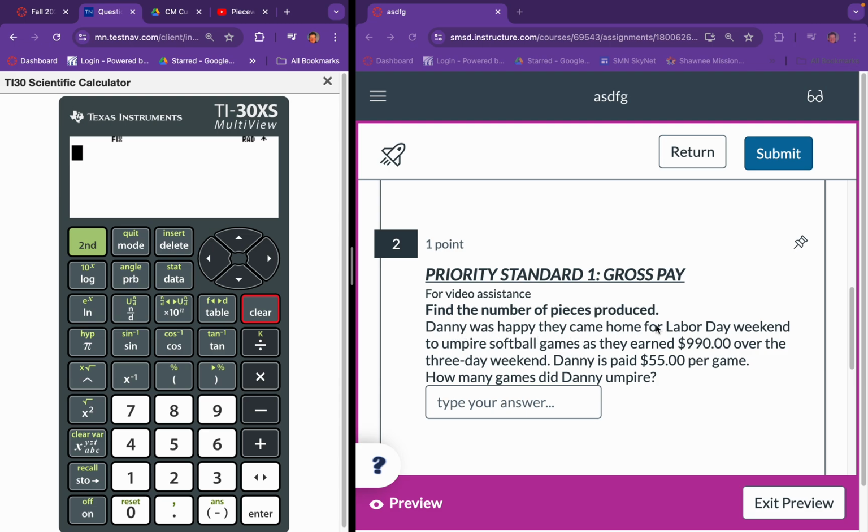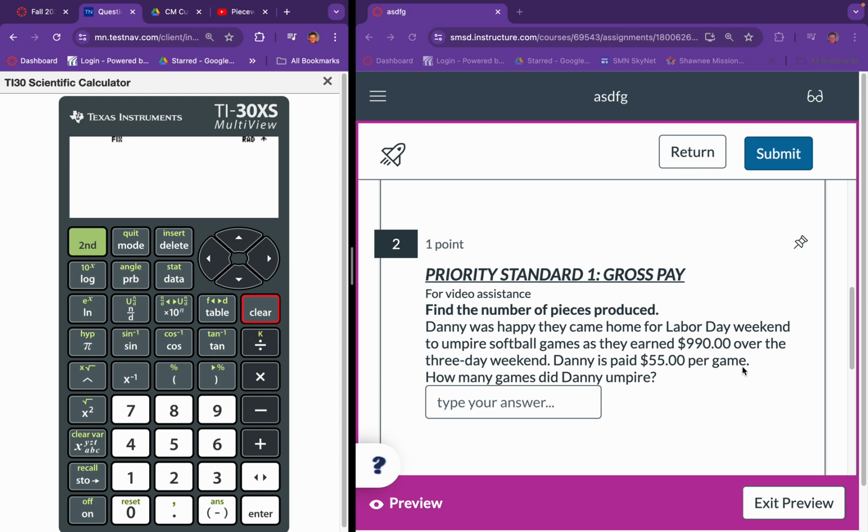Danny was happy when they came home for Labor Day weekend to umpire softball games, as they earned $990 over the 3-day weekend. Danny's paid $55 per game. So here's the deal. Danny came home, got to work, started umpiring these tournament games, right? So they umpired on Saturday, on Sunday, and on Monday of Labor Day weekend. And every game that they umpired, they got $55 for every game. So the very first game Danny umpired, Danny was paid $55. The next game, $55. The next game, $55.